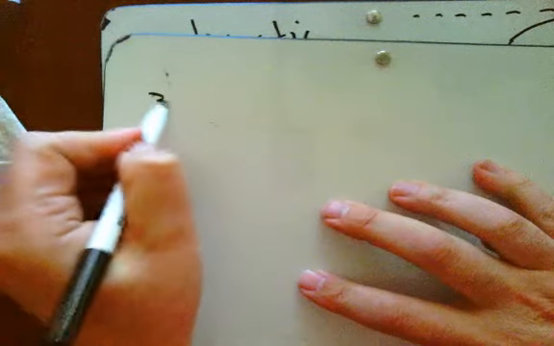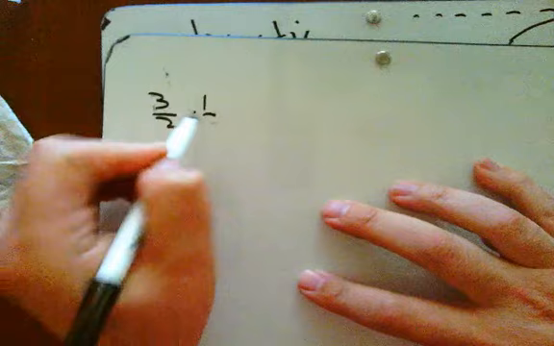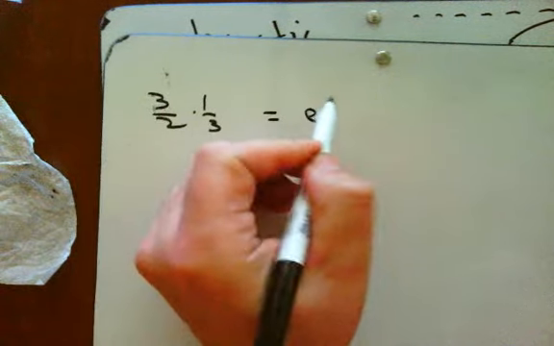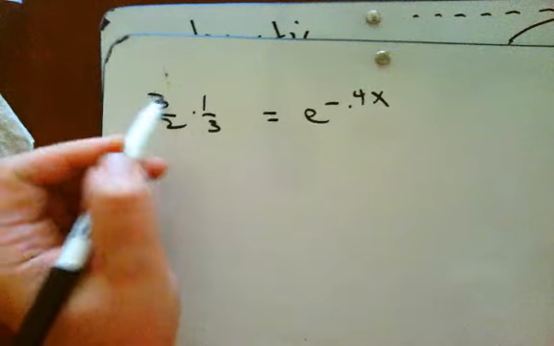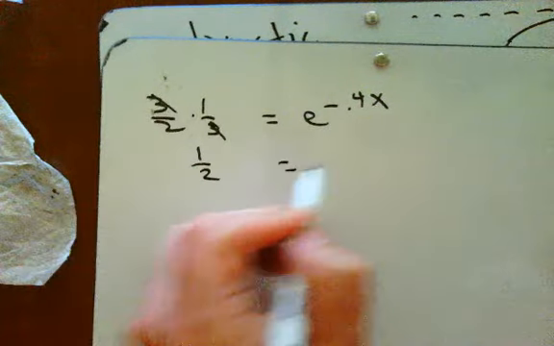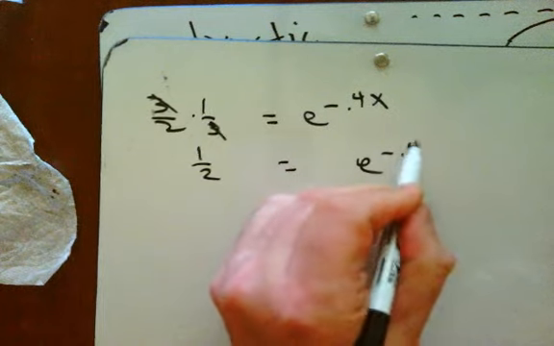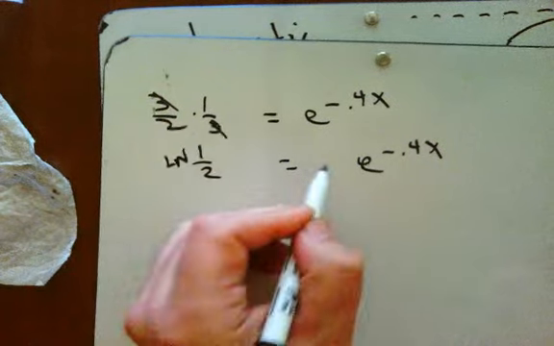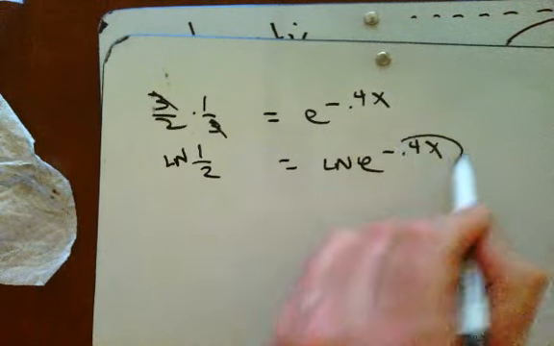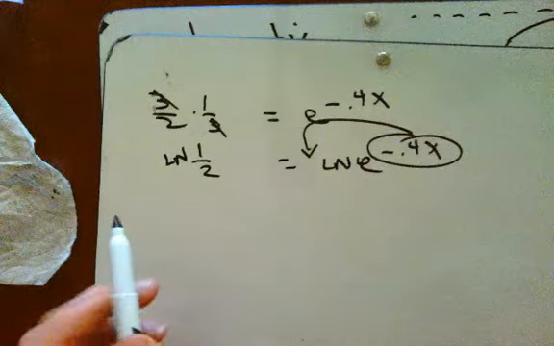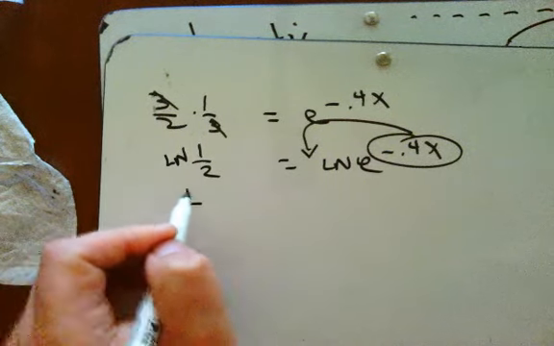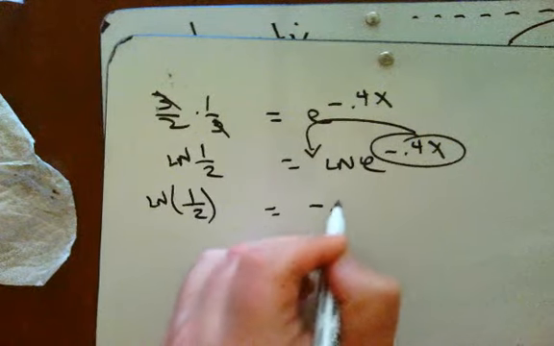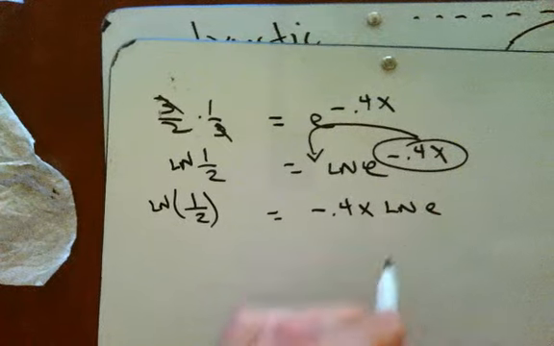Well, I know I'm going to have to take the ln of both sides to bring this power down to solve for that x. But before I can do that, I need to get rid of this 3. This 3 is attached to this stuff with multiplication, so I'm going to divide both sides by 3. Okay, what does that leave me? 3 halves divided by 3. Well, if we do flip and multiply, 3 halves divided by 3 becomes 3 halves times 1 over 3. And on the other side of the equation, we have e to the negative 0.4x. These cancel, leaving me 1 half equals e to the negative 0.4x.